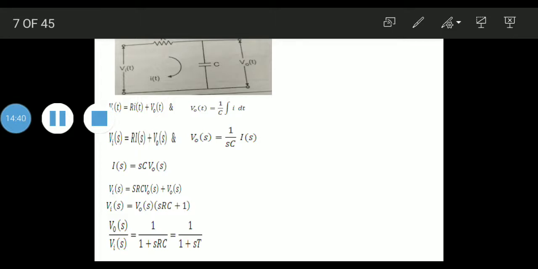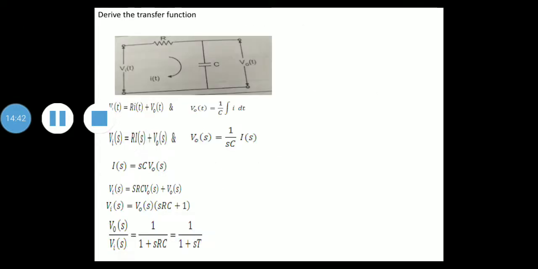Where tau is equal to RC. Is it clear? So I'll stop here. You go through this, and in the next lecture I'll continue with problems.